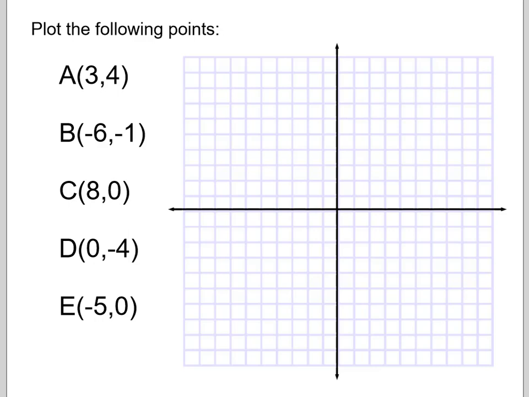Okay, so I'm going to start. A is at 3, 4. 1, 2, 3. 1, 2, 3, 4. There's A. B is -6, -1. 1, 2, 3, 4, 5, 6. There's B. C is at 8, 0.